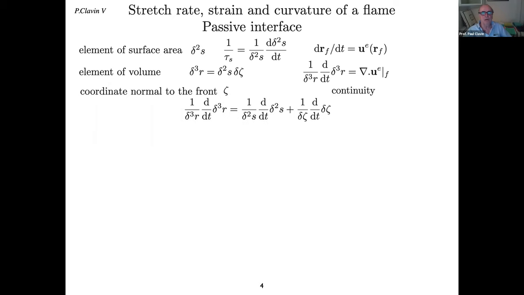Now, if you decompose this using this expression, you obtain this plus this. This is the variation in the normal direction. This is the variation of the elementary surface.